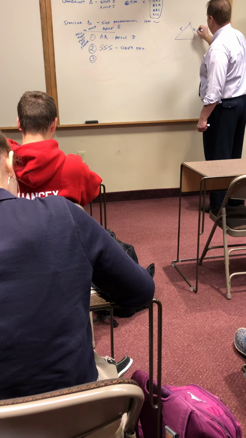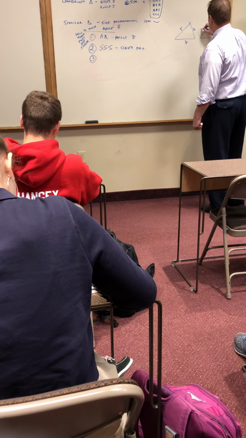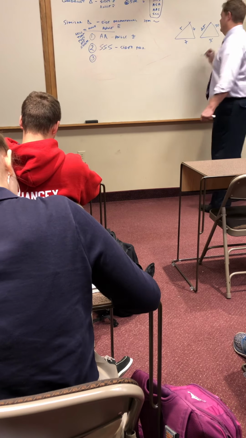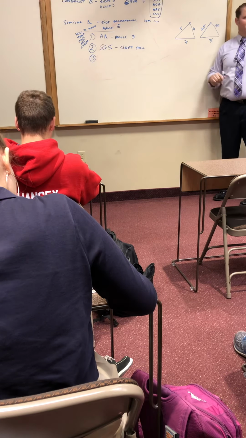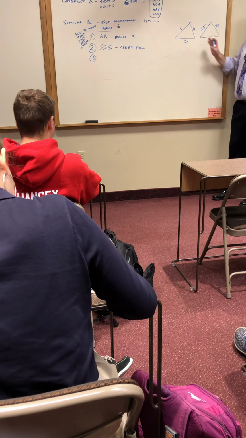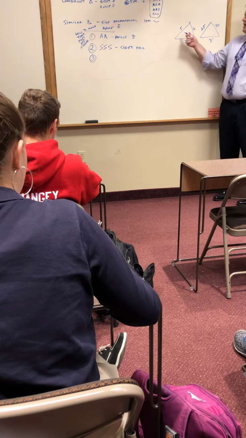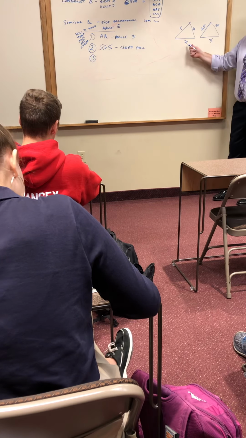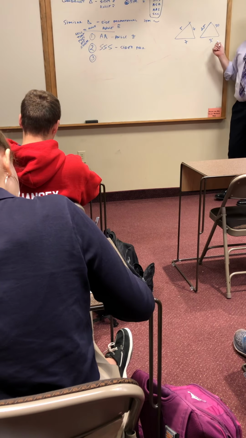5, 6, 7, 25, 30, 35. Are these similar? Yes. I know they're the same shape, I did it on purpose. But think about it. 5 times 5 is 25. 5 times 6 is 30. 7 times 5 is 35.